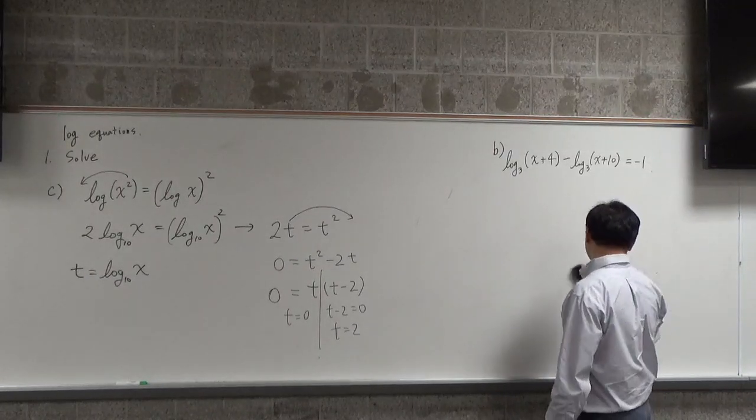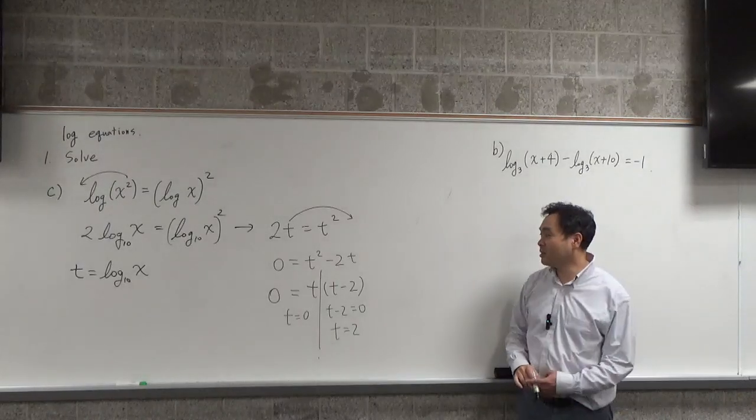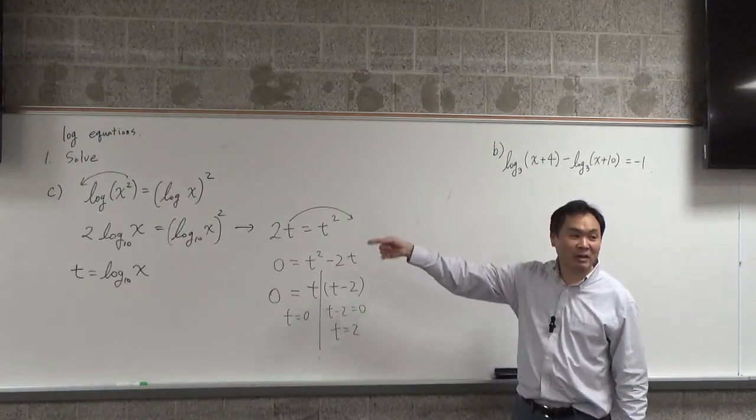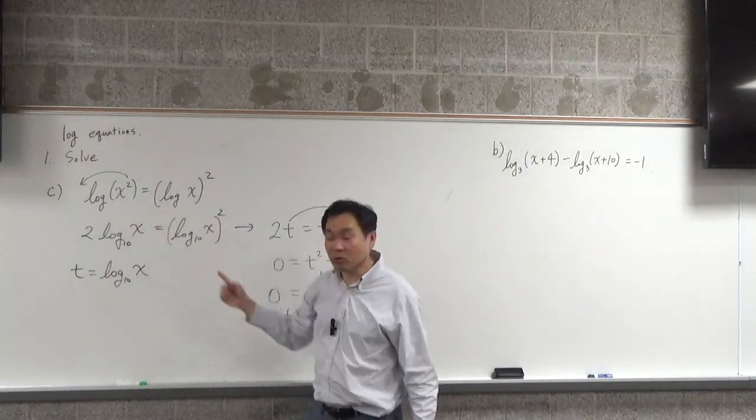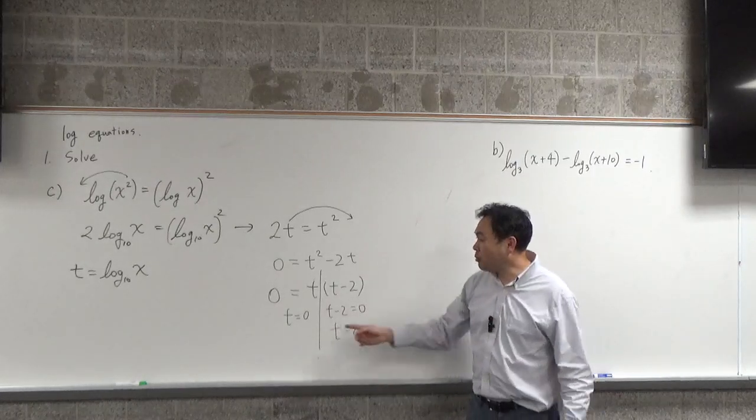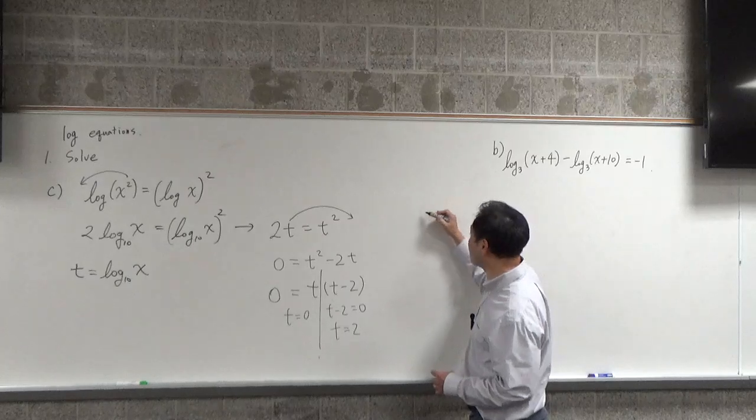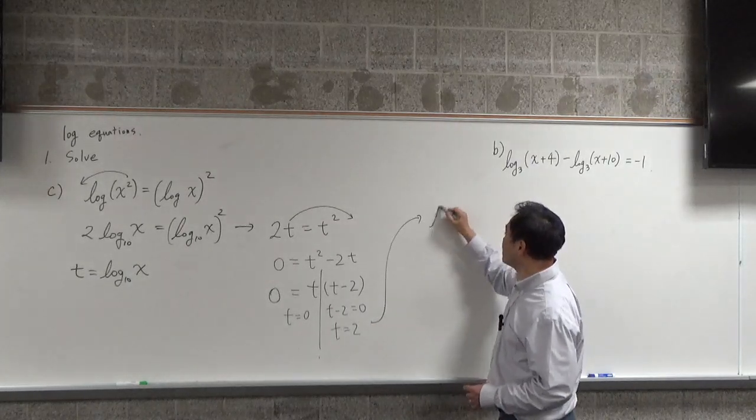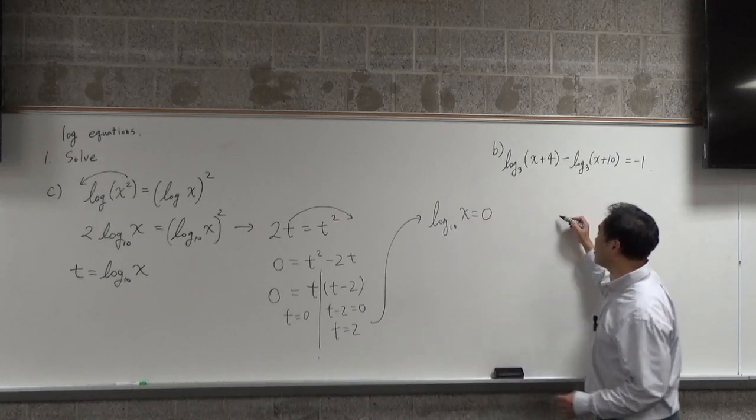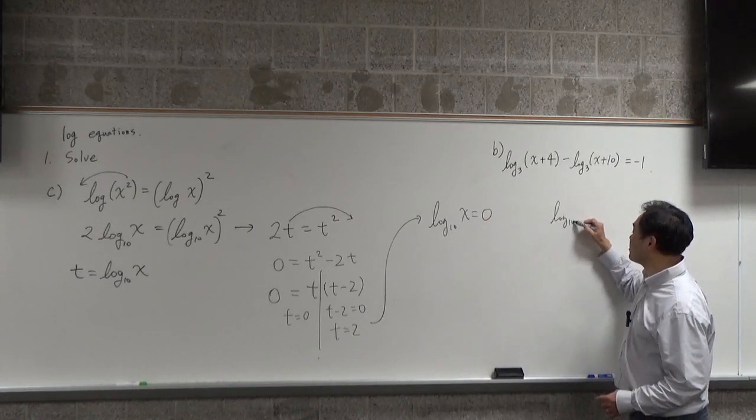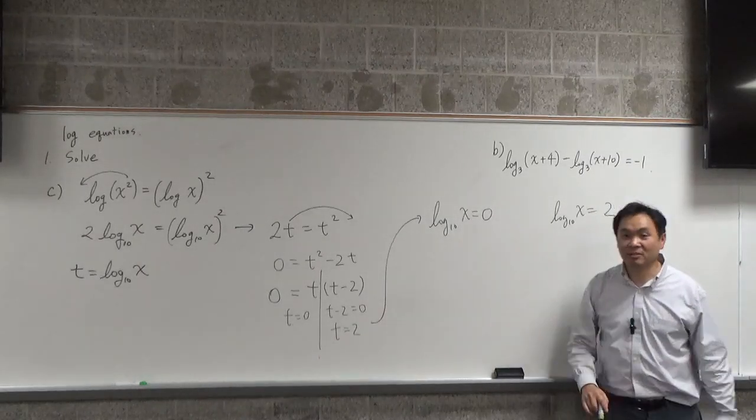Because you have to go back to x. The original question is asking for the value of x, right? We only got the value of t. So now we have to replace the t by log base 10 of x. So we really have log base 10 of x equals 0, or log base 10 of x equals 2. Now how do you solve this?